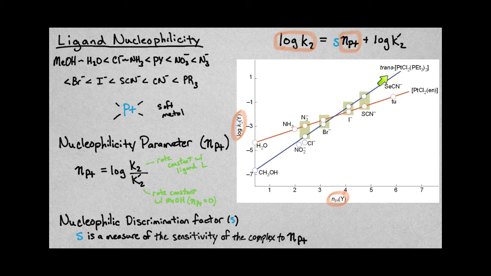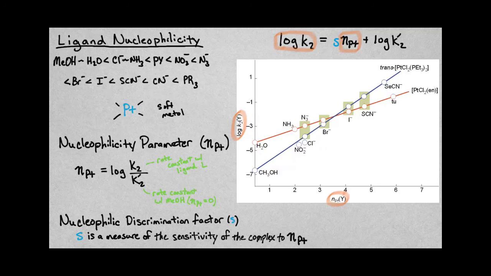But notice that the slope of the line is different for these two different platinum complexes. The platinum complex with 2 chlorines and the ethylene diamine has a shallower slope than the platinum complex with the 2 chlorides and the phosphine ligands. So phosphines are softer ligands. They are going to make the whole complex a little bit softer. And so now, notice the slope is steeper for that complex. In other words, it's more sensitive to changes in the nucleophilicity of the incoming ligands for this particular complex.